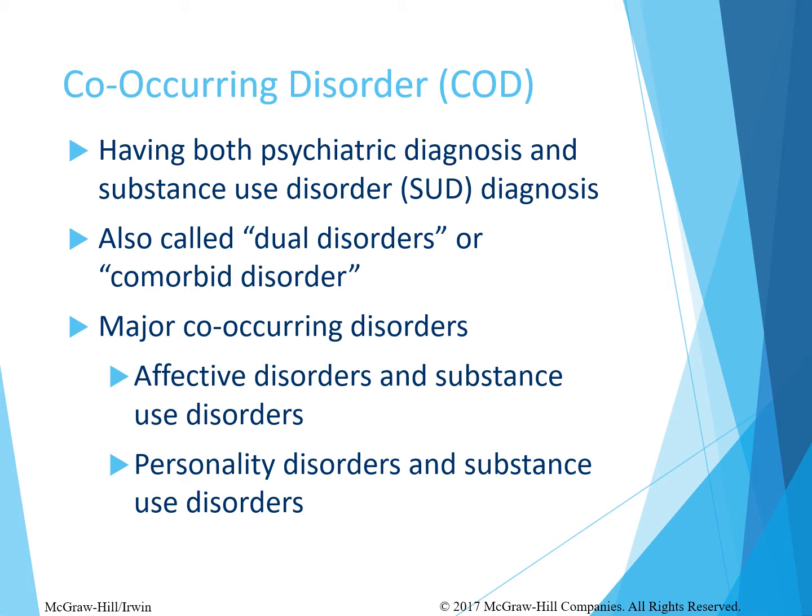Dual disorders or comorbid disorders or even co-occurring disorders may be too simplistic of a description. When we're talking about high and high severity and multiple mental health and multiple substance use disorders, basically we are talking about complex clients.